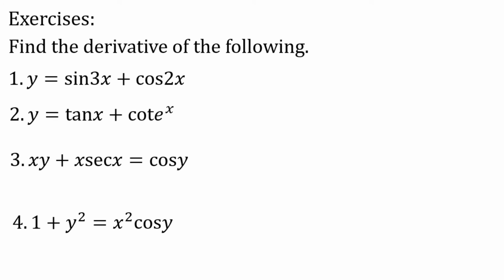For you to determine the derivative of e to the x, first you have to study the derivative of e to the u. For number 3, xy plus x secant x equals cosine y. For number 4, 1 plus y squared equals x squared cosine y. For items number 3 and 4, you are going to apply implicit differentiation.